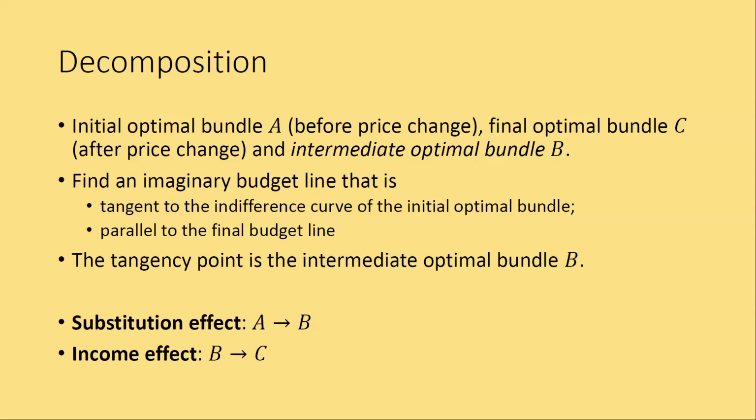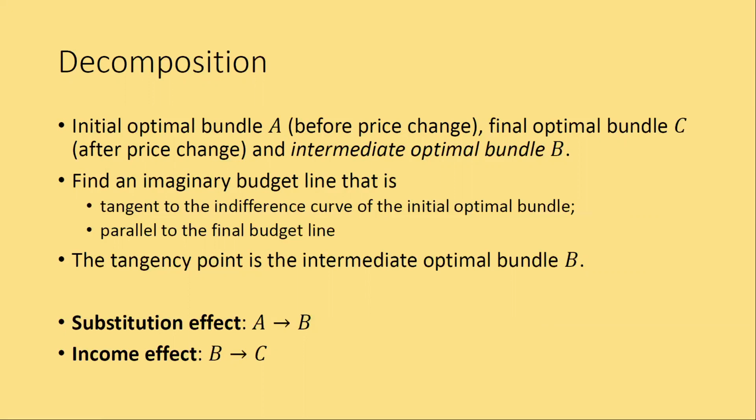And this imaginary budget line has the same slope as the final budget line, so that they are parallel to each other. And the point at which this imaginary budget line is tangent to the indifference curve of the initial optimal bundle, the tangency point, is the intermediate optimal bundle, point B, that we are looking for. This probably sounds very abstract, and I'm going to draw all of this on the graph, which will become clearer later on.